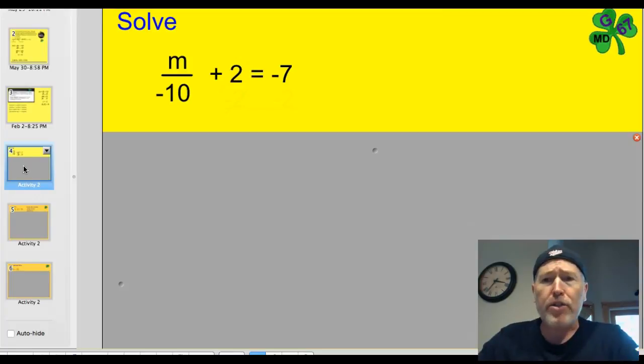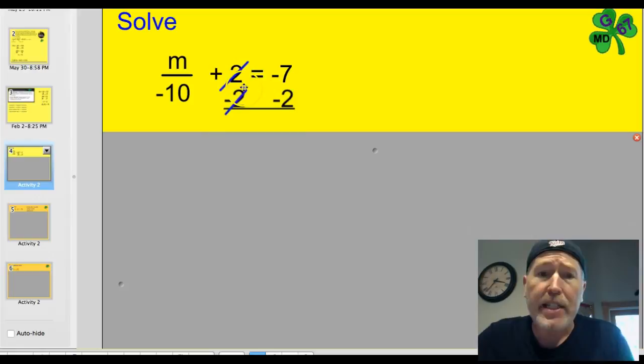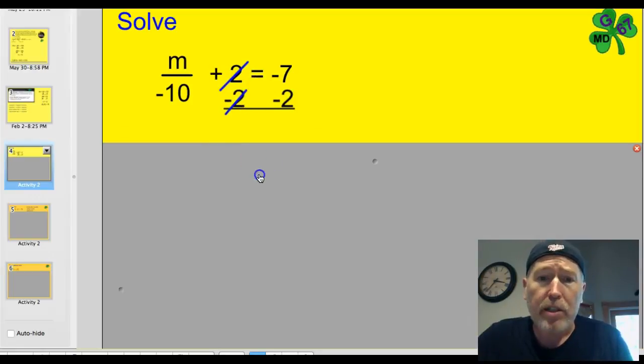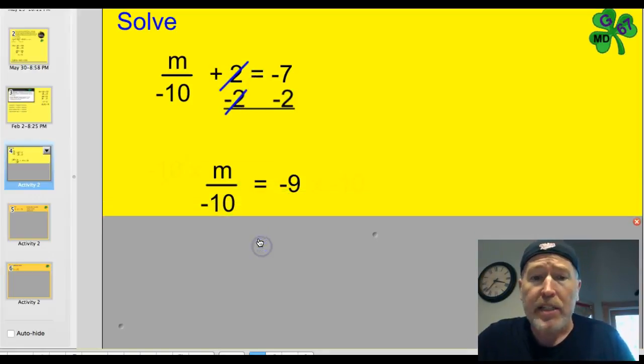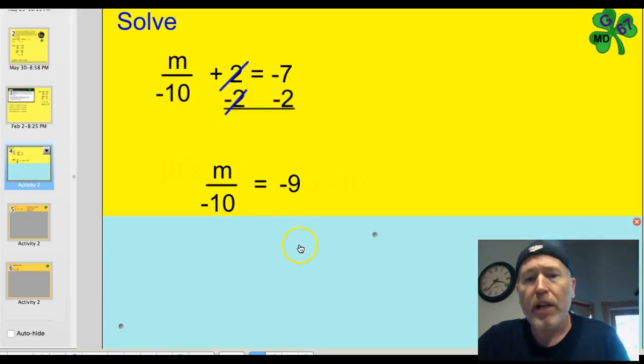Here's our last instructional problem, then I'm going to cut you loose for the practice. m divided by a negative 10 plus 2 equals a negative 7. All right, we've got to get rid of this addition piece first here. So we've got a plus 2 on this side. What we're going to do is subtract 2 from both sides of the equation. These 2s will cancel out. And what we're left with is a nice little one-step equation. We've got m over negative 10 equals a negative 9. Or as I like to think of it, something divided by a negative 10 equals a negative 9.